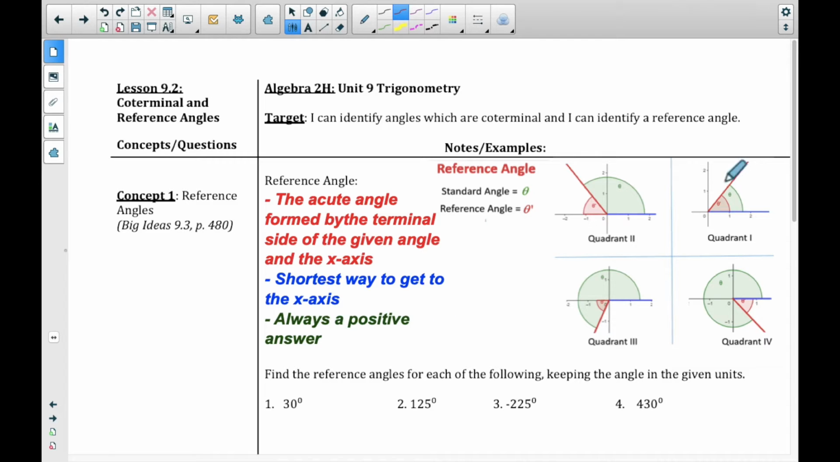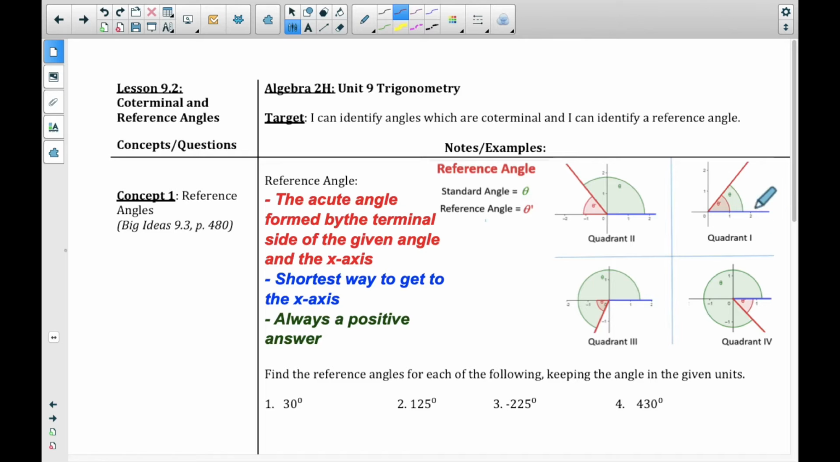Let's take a look. If you have an angle like this, and again, I cut this off the internet, they color coded it. I realize yours are not. Yours probably are in black and white. The standard angle is this theta. In my paper, it's in green. And then the reference angle is the theta prime, and the theta prime on my paper is in red.